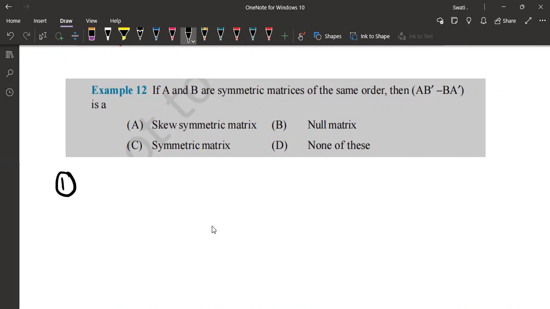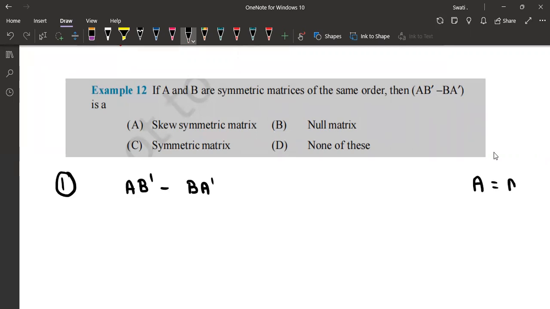Let's write down this: (AB)ᵀ minus (BA)ᵀ, right? So what I'll do here is check whether it is symmetric or skew symmetric, right? So we know, and null it also. So let us talk about symmetric and skew symmetric.